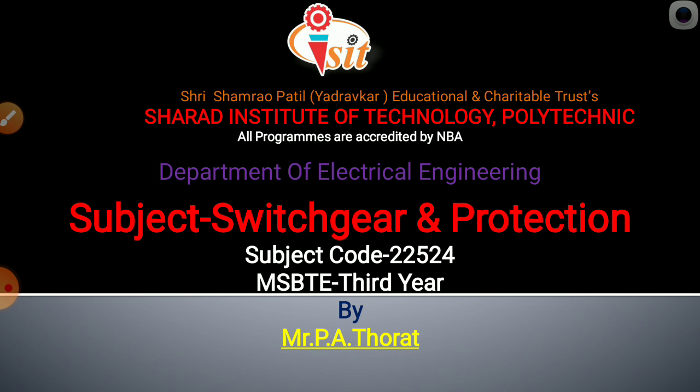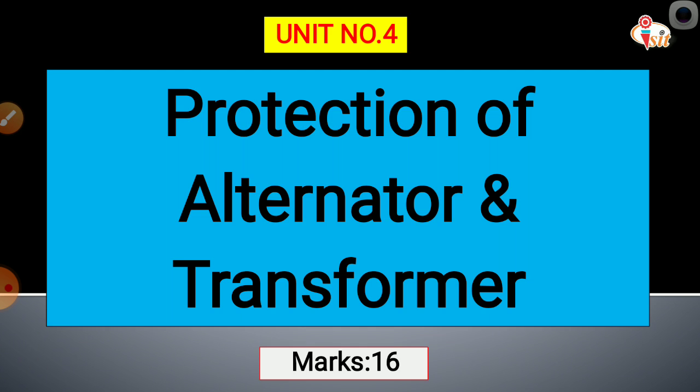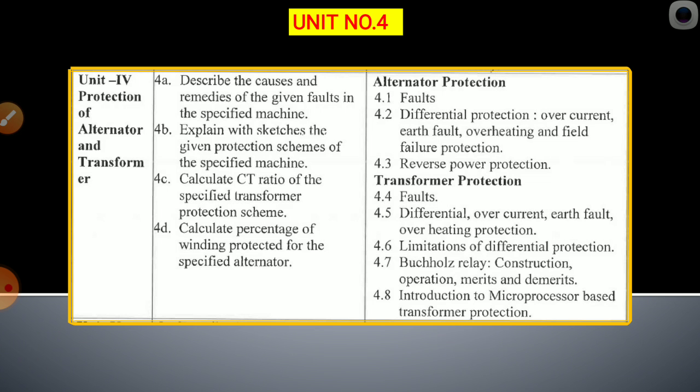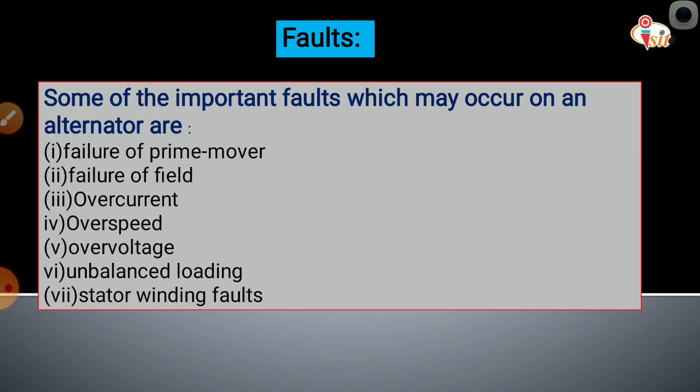We already started the fourth unit, protection of alternator and transformer, and in that we have covered the different points. So first is the faults on the alternator. There are different faults which may occur on the alternator. So first is the failure of prime mover. These are some different important faults which may occur on the alternator.